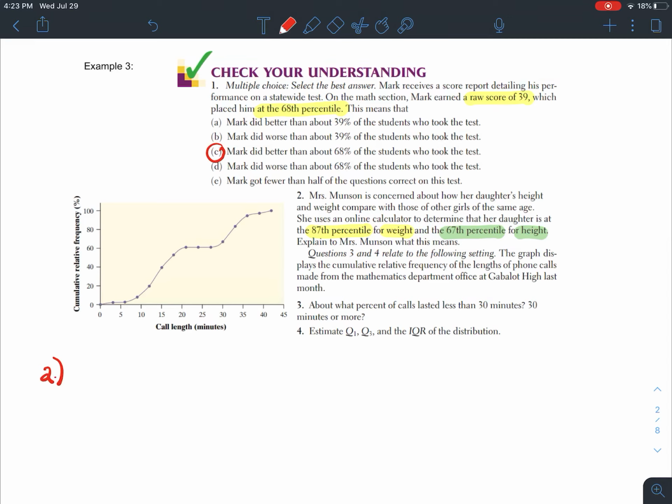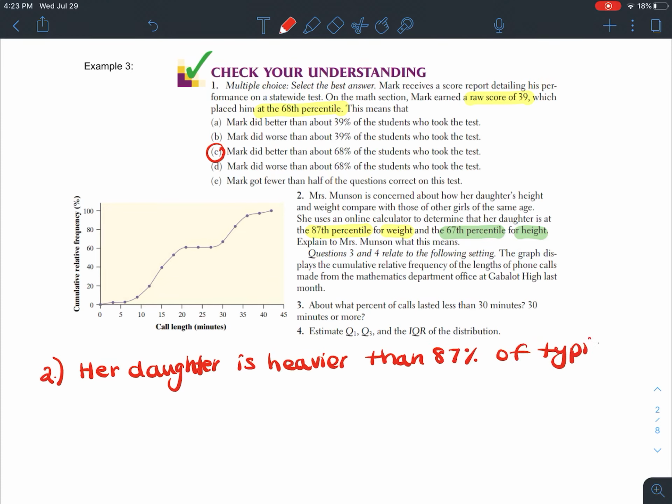Okay, if her daughter is in the 87th percentile, this means that her daughter is heavier than 87% of typical girls her age. Now, could you have said that a different way? Sure. You could have said 87% of typical girls her age weigh less than her. That's the exact same thing as saying that her daughter is heavier than 87% of typical girls her age. Either way is fine.